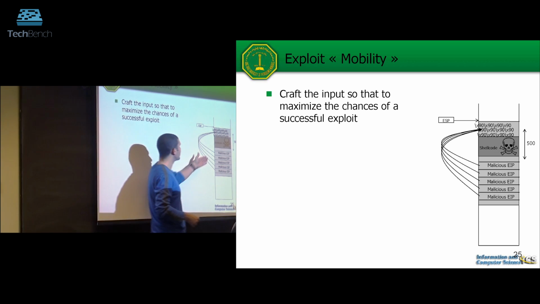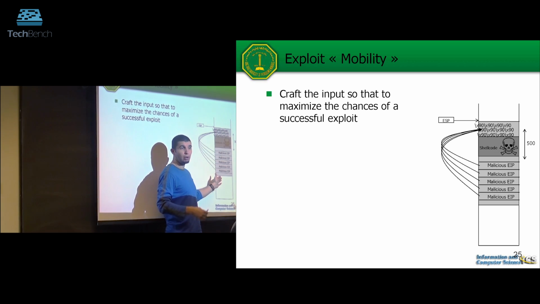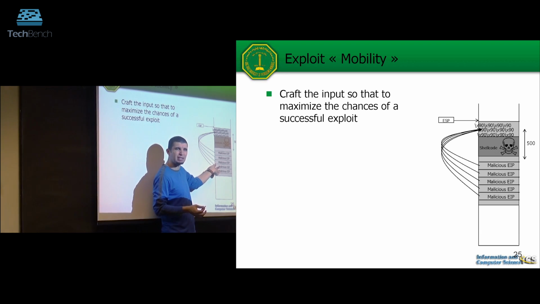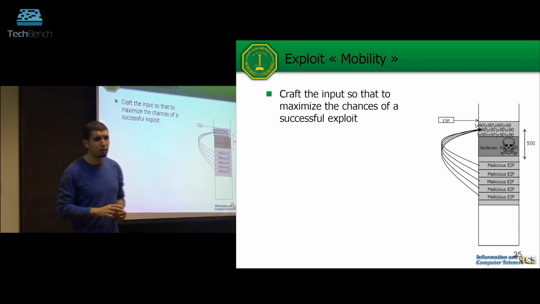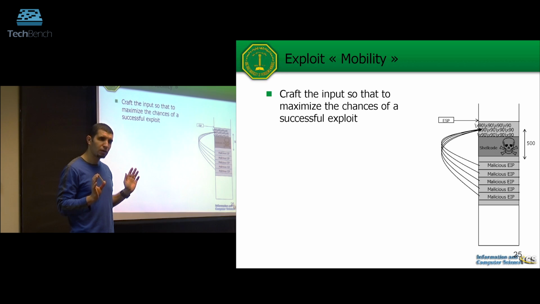Basically, why do we repeat this? Because we don't know exactly where to override the EIP. But only one of them will be used here. So one of these malicious EIPs is exactly where the EIP is, and the rest are not. But what can we do with the rest? You only use one.